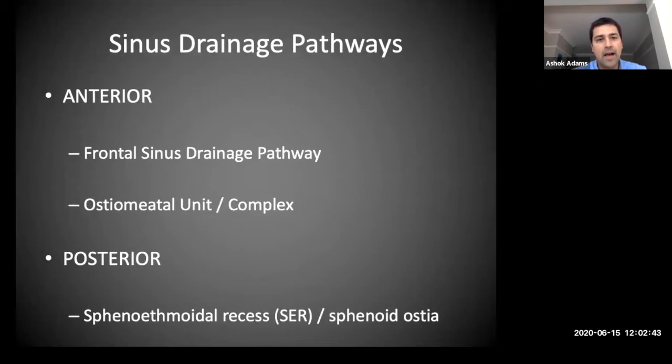So how I report it, I keep it quite simple really. We'll divide it into right and left, and then look first off at the drainage pathways. Looking at the anterior sinus drainage pathway, that's mainly related to the frontal sinus and the frontal sinus drainage pathway. The ostiomeatal unit, so that's looking at the anterior ethmoidal labyrinth and maxillary sinus, and then we'll look posteriorly at the posterior ethmoidal air cells, sphenoid sinus, and the sphenoidal recess. So I keep it simple, just comment right and left, anterior, posterior.